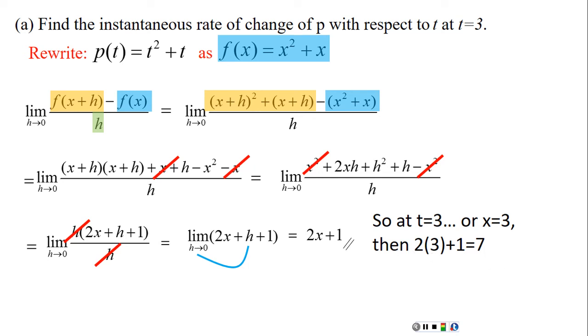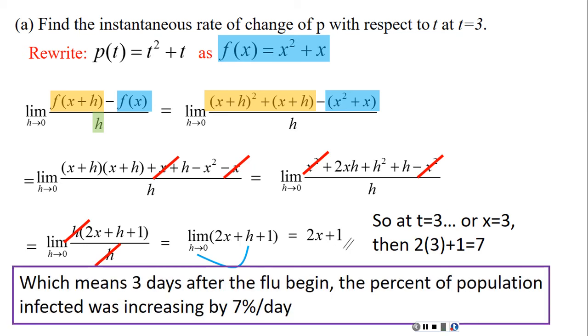It's a word problem, though. So we were talking about percent population. It's a positive, so the percent is increasing on which day? Day 3. And so we say 3 days after the flu began, the percent of the population infected was increasing by 7% per day.